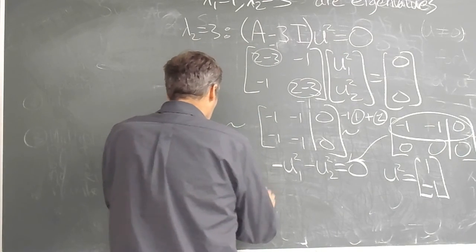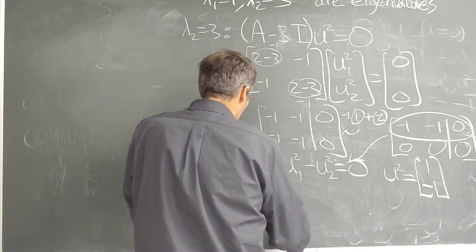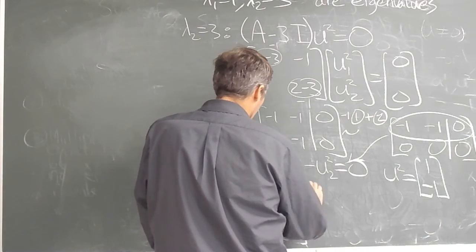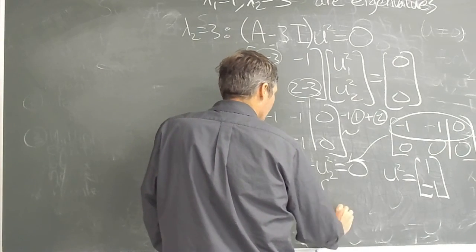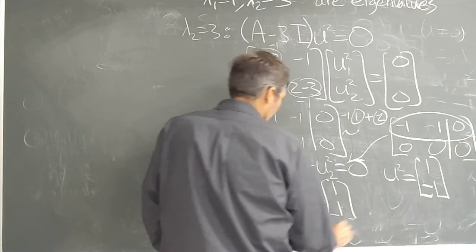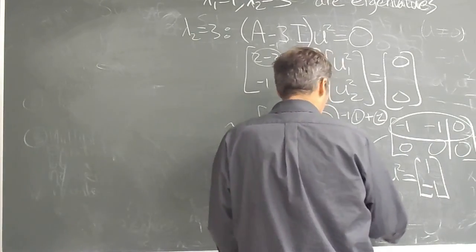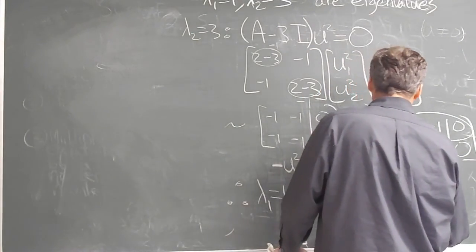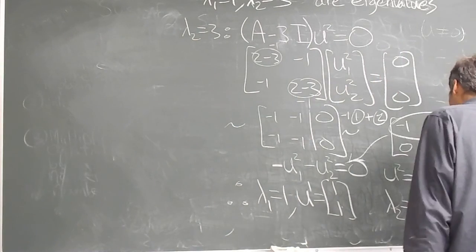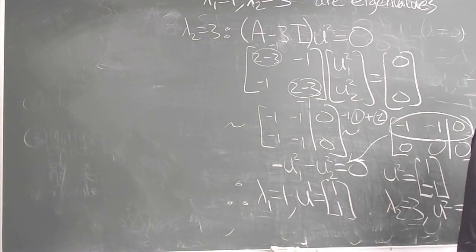So now I have two eigenpairs. I have lambda 1 equals 1 as an eigenvalue corresponding to eigenvector u1 equals 1, 1, or any non-zero multiple of it. And I have lambda 2 equals 3 with corresponding eigenvector u2, any non-zero multiple of 1, minus 1.